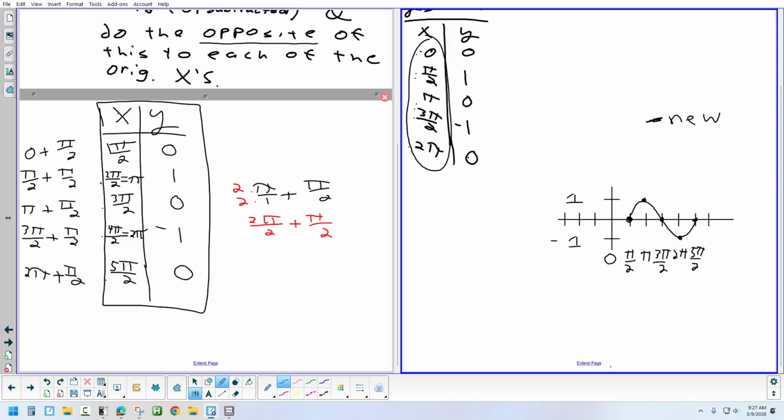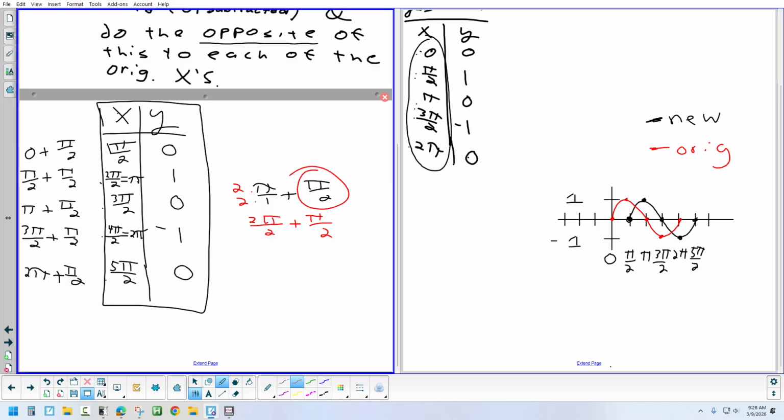If you want to compare it to the one we started with, that would have been here, here, here, there, and there. So I'm showing you both, the new one and the original. You can see that the new one moved to the right exactly pi over 2 units. One tick mark. Okay, and that's a phase shift. Any questions on that?